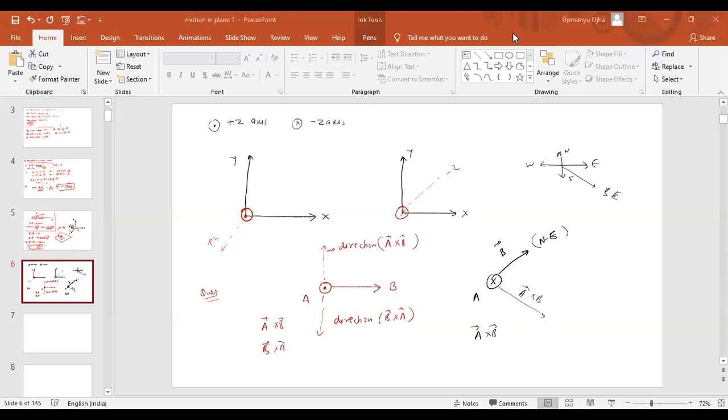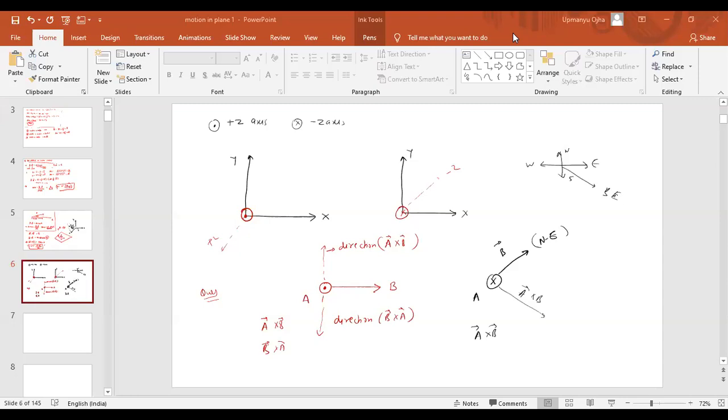Where is your B vector? The B vector is towards northeast. This is your B vector. Can you see the B vector or not? And where is your A vector? A vector is inside the plane, so cross. Okay, A vector is inside the plane. Cross. So what do we have to do?